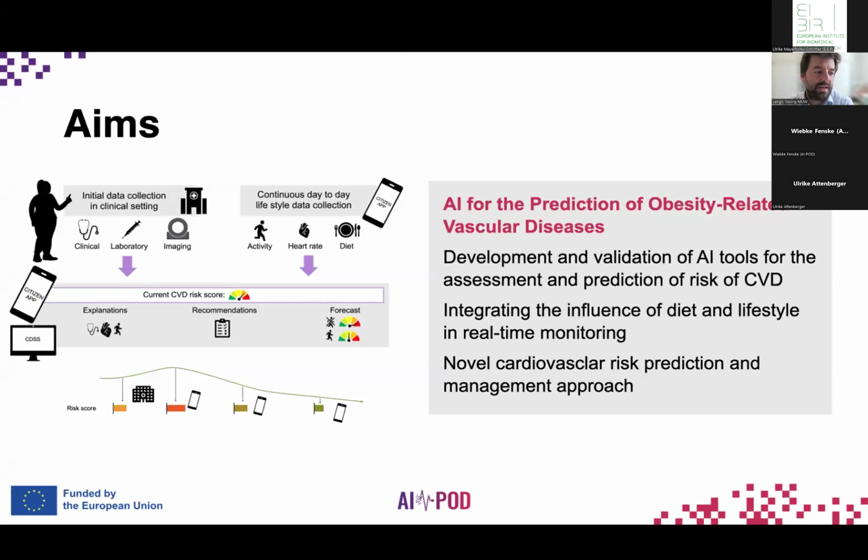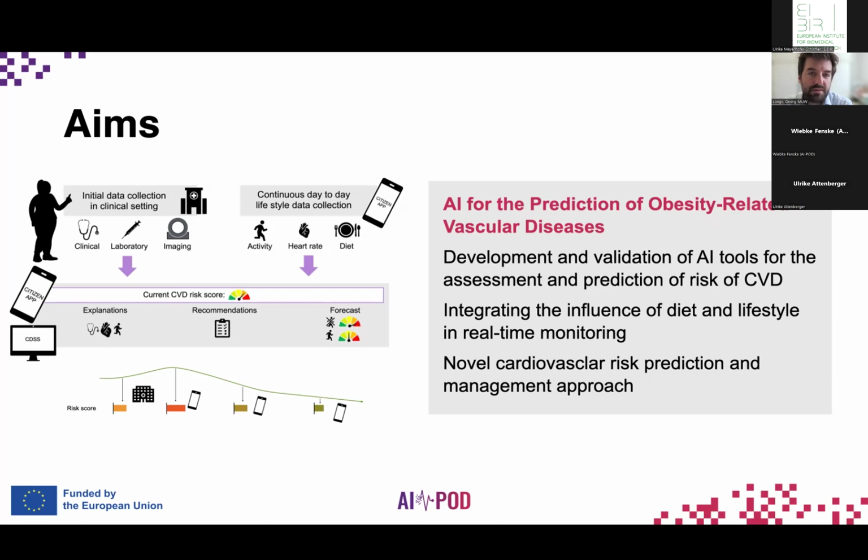Wiebke already showed that. I think the really exciting opportunity of this project is that we are able to collect really high tech, cutting edge clinical data in the imaging domain, but also in the laboratory domain and biomarker domain, and then combine that with highly frequent, day-to-day lifestyle data, activity, dietary information, other information that we are collecting from the patients that are part of the study.